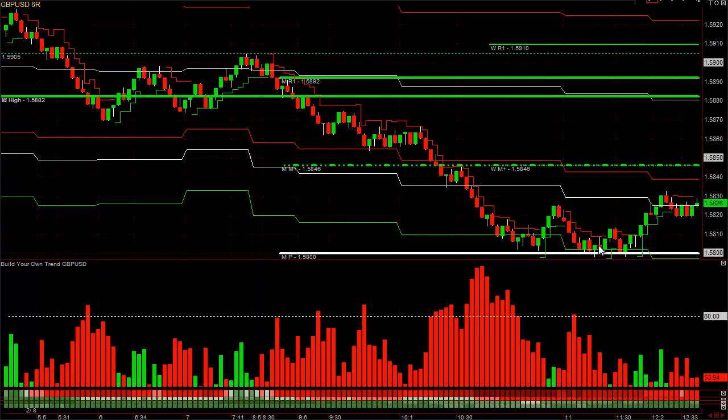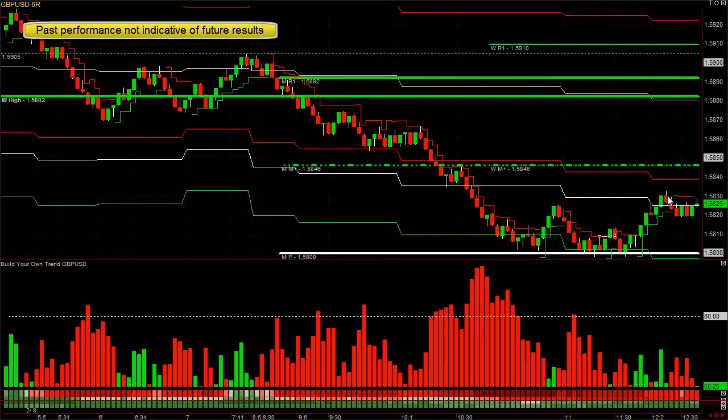There's not that much weakness there. And so if you had bought this breakout right here with your stop a pip or two underneath this bar's low, you can see it went a few pips your way, came down, never stopped you out, and then proceeded to rally up another 20 pips.